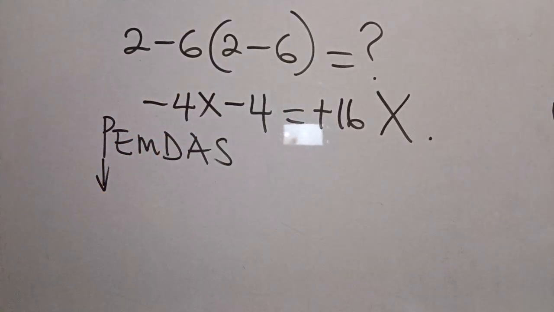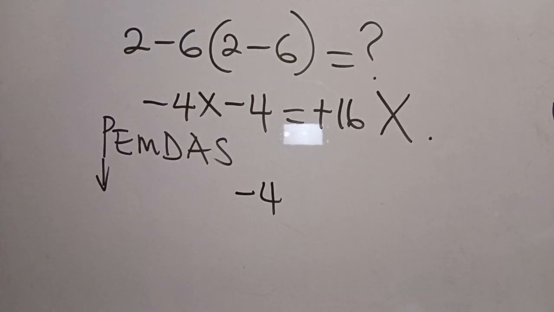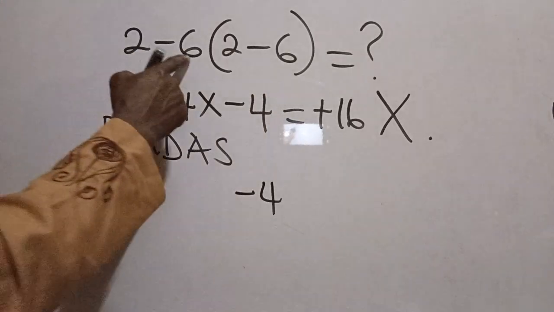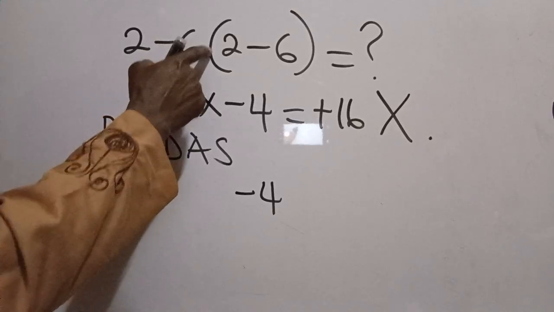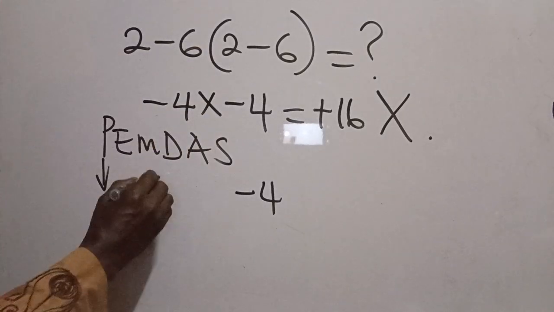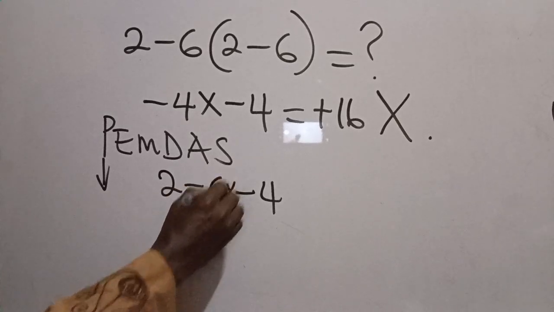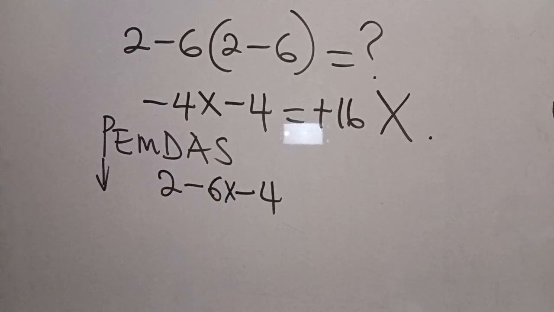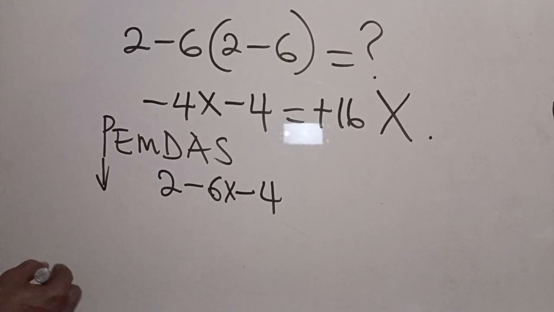Parenthesis here is 2 minus 6. So we're going to have what? Minus 4. Now, this one here, between this 6 and this bracket, we have what? Multiplication. So that means we can now write it as 2 minus 6 times minus 4. So 2 minus 6 times minus 4.